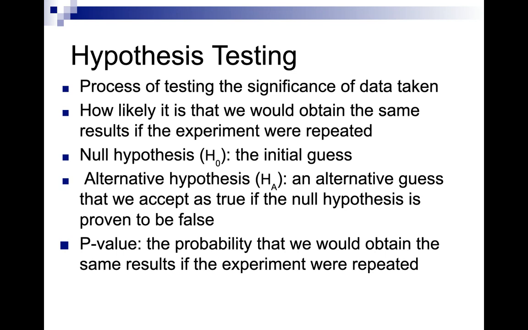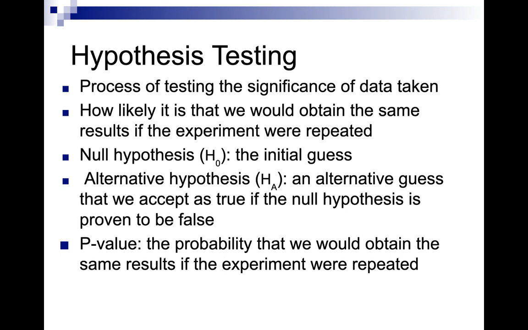And we'll talk about how to calculate that. We're going to do that on StatCrunch like we did with confidence intervals. But the p-value is the important thing. The p-value tells us the probability that we would obtain the same results if the experiment were repeated. So for example, if you analyze your data and you got a very high p-value, that means you would very likely get the same results again.